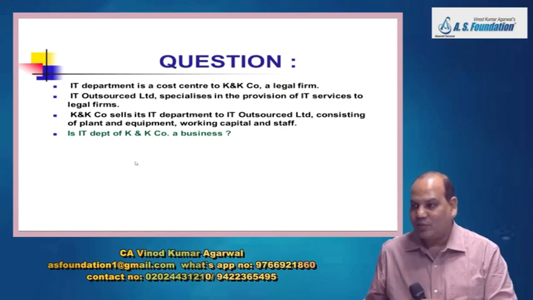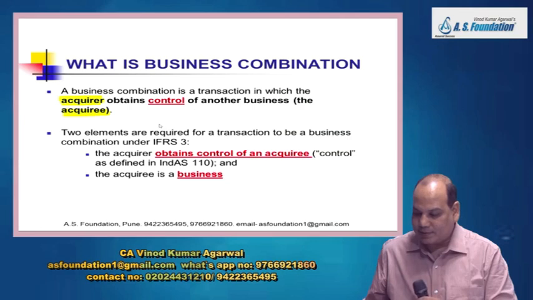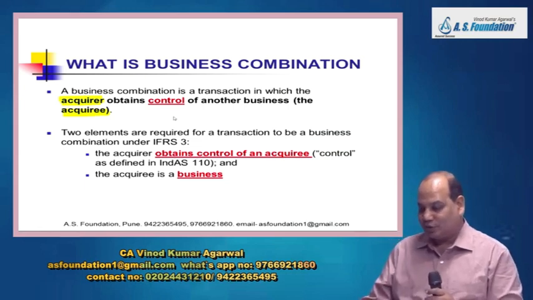So in this previous example, identify who is the acquirer. IT department or IT Outsource Limited? So IT Outsource Limited is the acquirer, and which is the acquiree? K&K company. Okay. So K&K company is the acquiree. In whose books do we have to do the accounting as per IFRS 3? Is it acquirer or is it acquiree? Acquirer. For the acquiree, we are not interested right now.